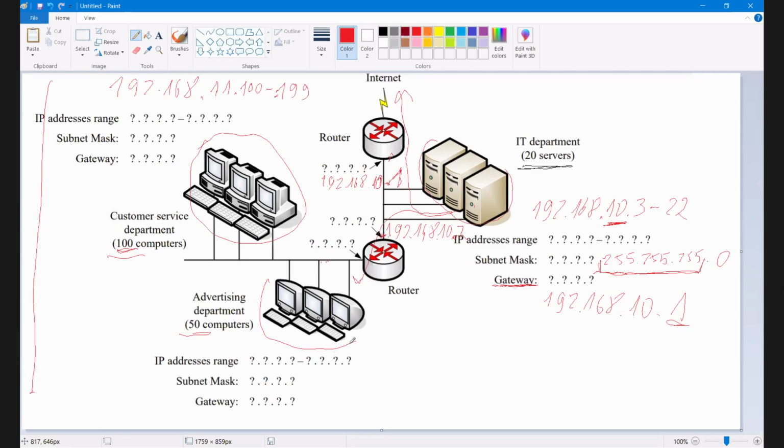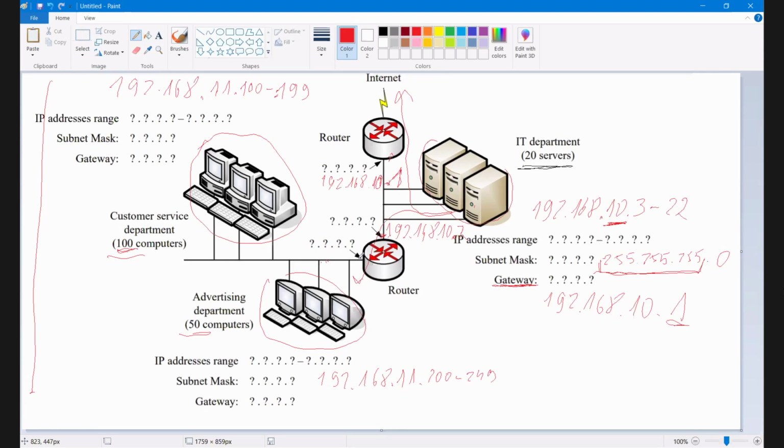And for these computers, we can have a range like 192.168.11, because it's the same network. The range will be, for example, from 200 to 249. Yes, the range is 50 computers. And the gateway. It's the maximum number that can be in the last part of the IP address.